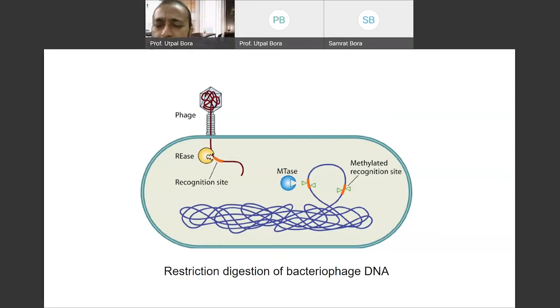So what are the chances of the restriction enzyme cutting its own bacterial DNA? Now that doesn't happen because the bacterial DNA is methylated. So the restriction enzyme can see. Methylation is a process by which a methyl group is attached to different regions of the DNA.